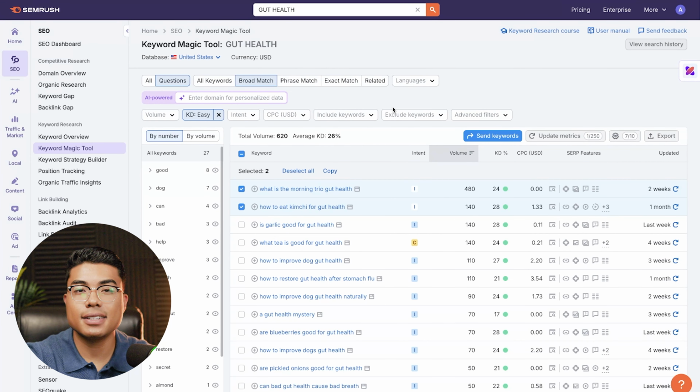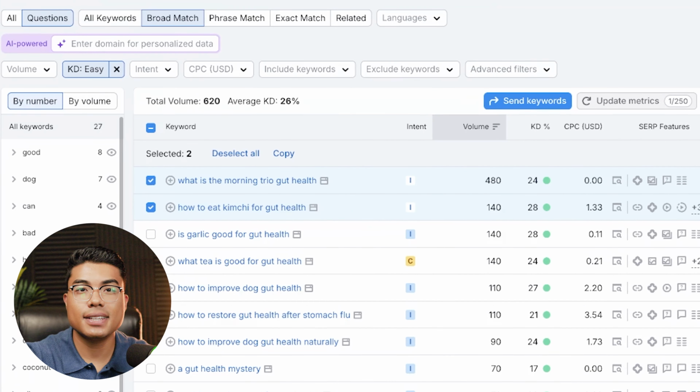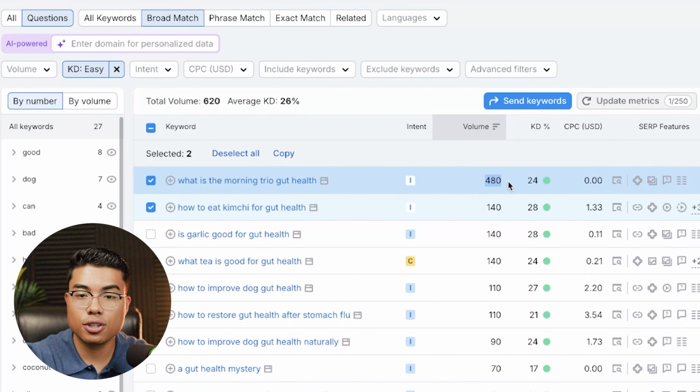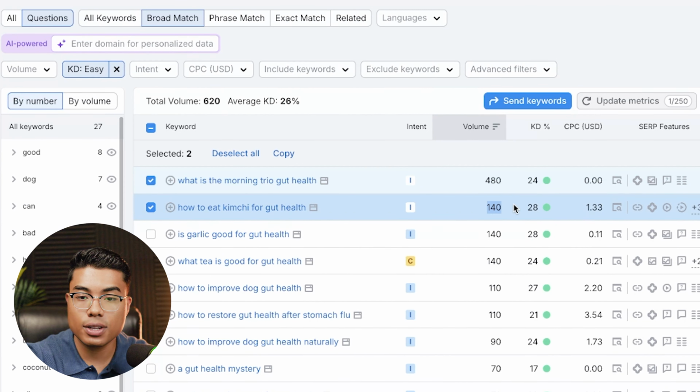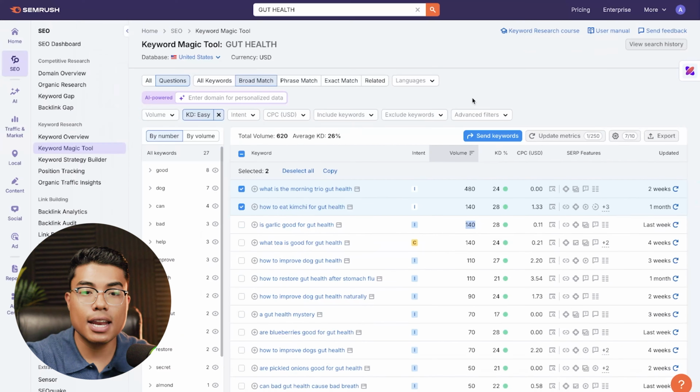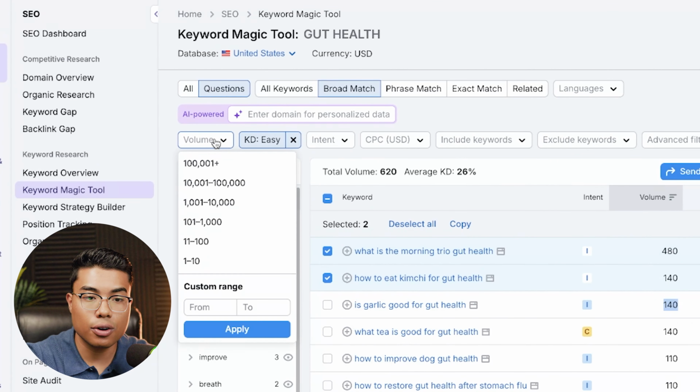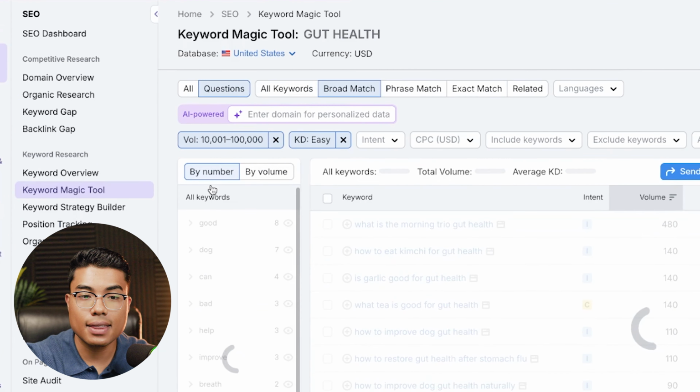So once you've found a list of keywords that are easy to rank for, how do you choose the best ones? The first thing that you're going to want to look at is the search volume. This tells you how many times this keyword is searched per month. So this is searched 480 times per month, 140 times per month. And if you also want to filter this as well, you can do that. If you just go to volume, you can go ahead and go to over 10,000. Okay.